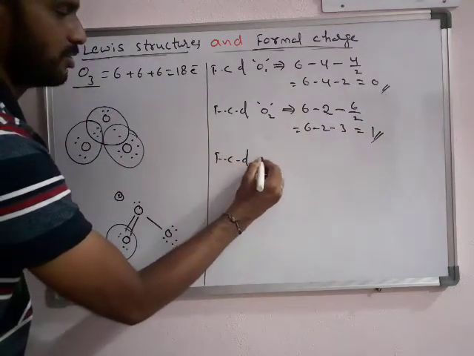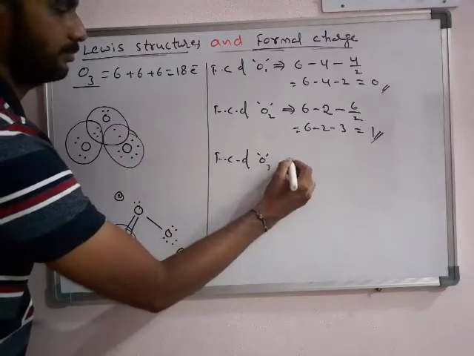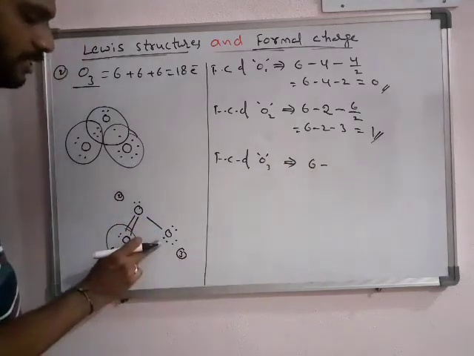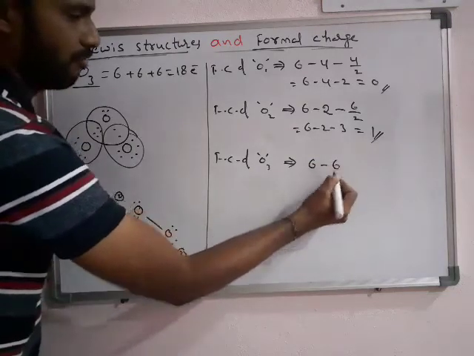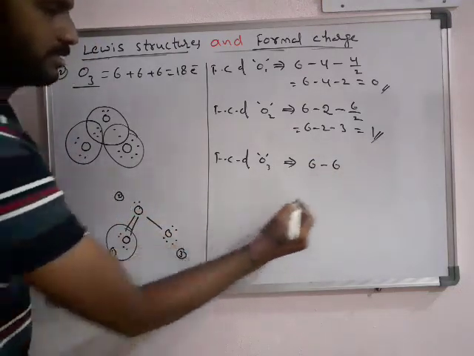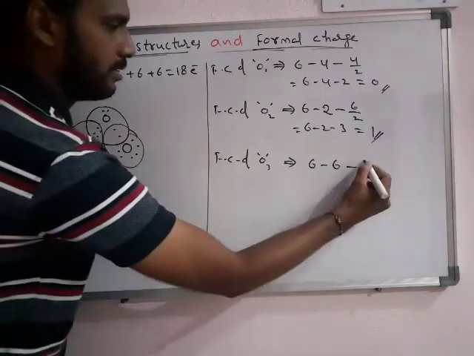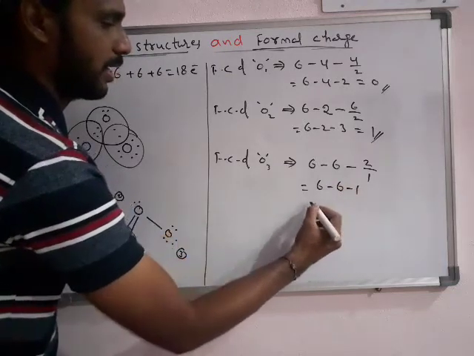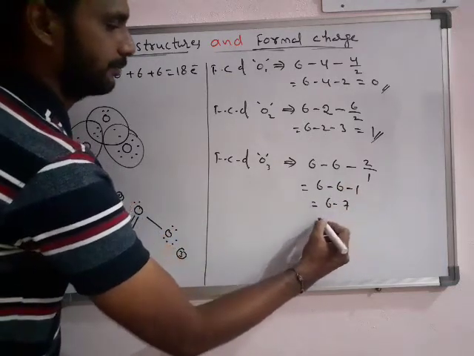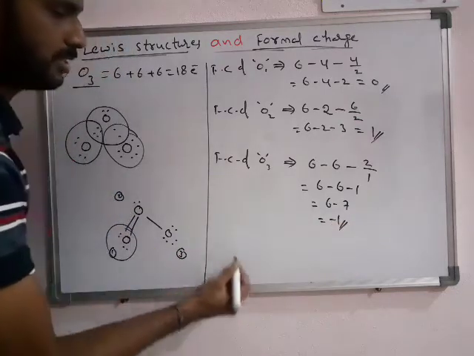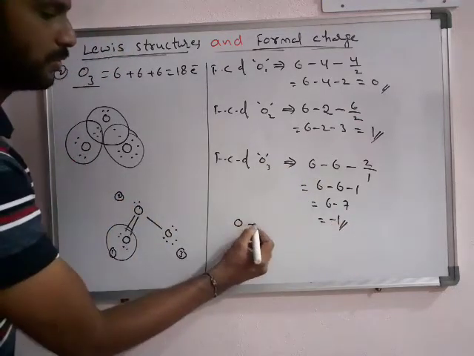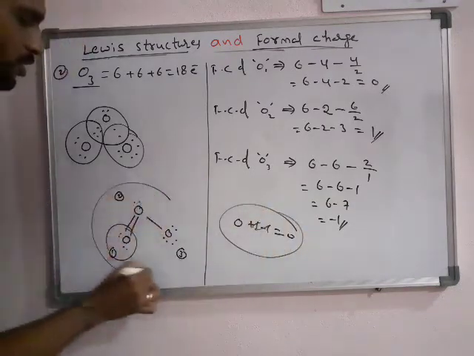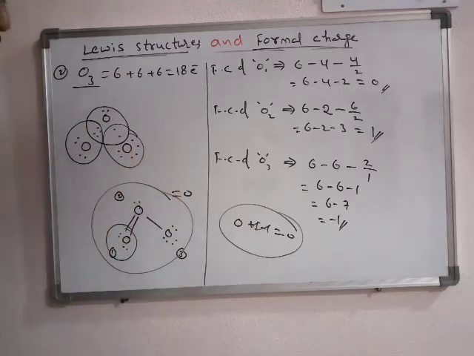Now see the formal charge of the third oxygen. To calculate for the third oxygen: 6 valence electrons, 6 lone pair electrons. How many bond pairs? 2 bonding electrons divided by 2 is 1. So 6 minus 6 minus 1 gives minus 1. So you see the total formal charges are 0 plus 1 minus 1, and finally you get 0. That means the formal charge of ozone is equal to 0.